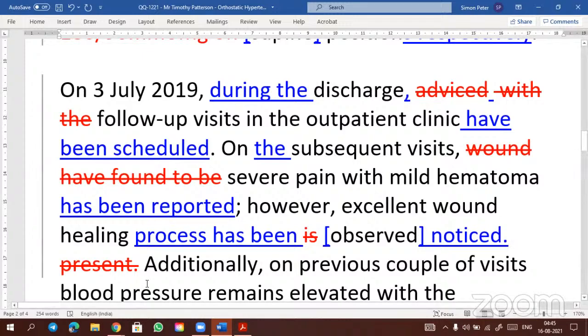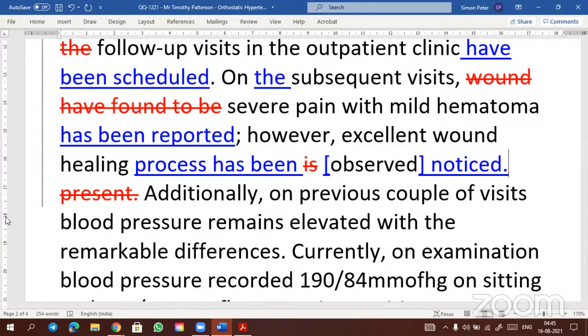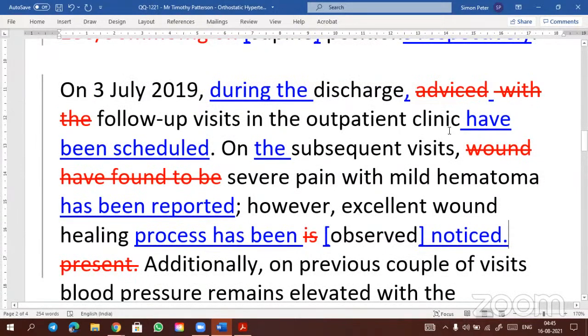Additionally, now previous, here follow up, the discharge. So here we did not correct it. We'll have to come back. During the discharge, okay, we removed the follow-up visits in the outpatient. Follow-up visits, that's enough. It's not particular there, it's general.